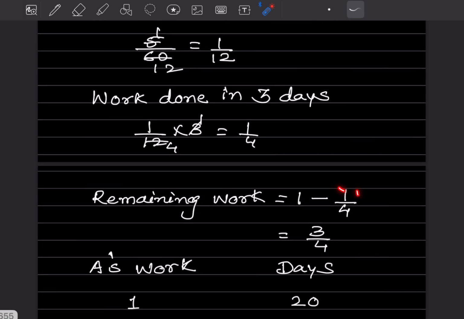So here, why did we subtract? Again I will repeat, because B leaves after 3 days. So here we have to subtract, 1 minus 1 by 4. This is the important step.